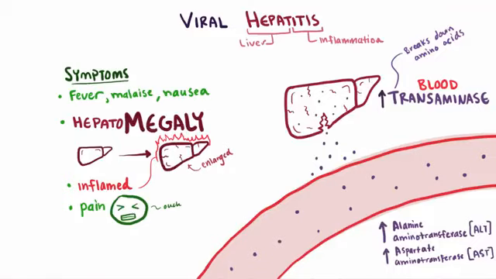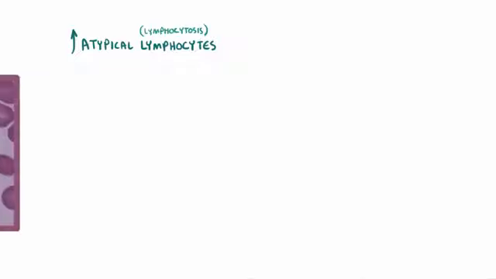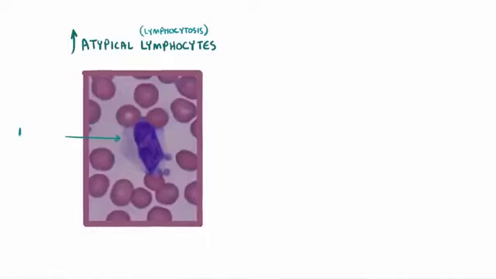Typically, even though both are elevated, ALT will be greater than AST in viral hepatitis, and it'll also be the last liver enzyme to return to normal. Also, elevated levels of atypical lymphocytes are common to see with viral hepatitis, known as atypical lymphocytosis. The lymphocytes are usually very large, due to stimulation from antigens, in our case the hepatitis virus antigens.